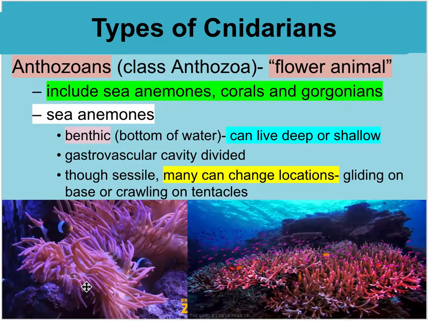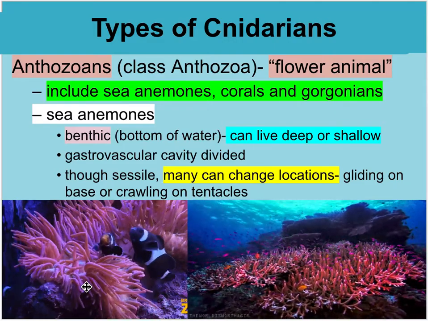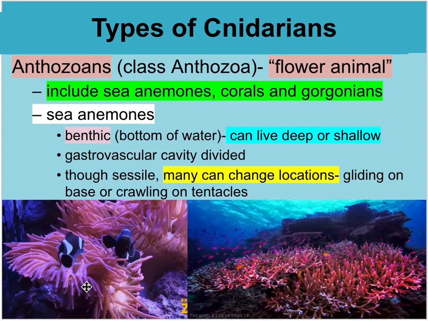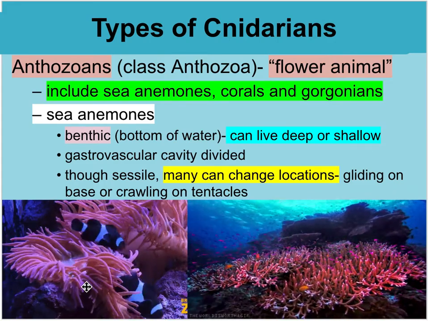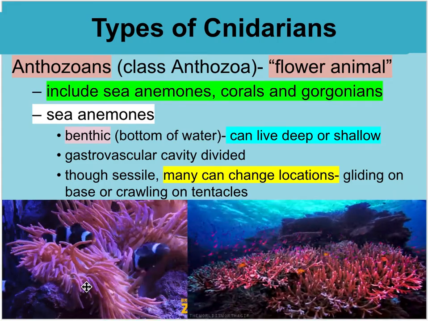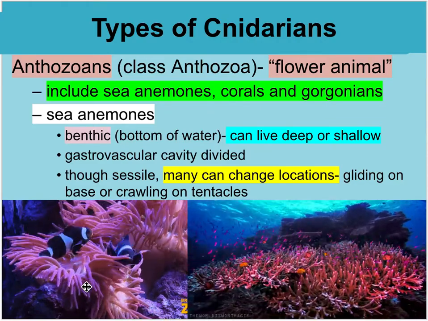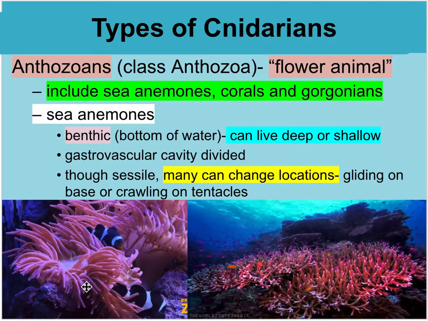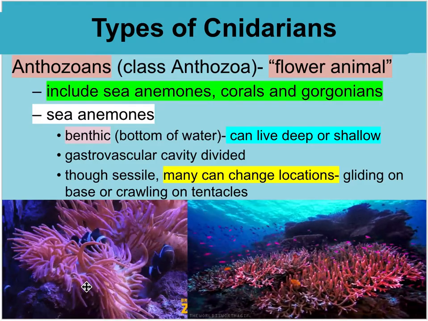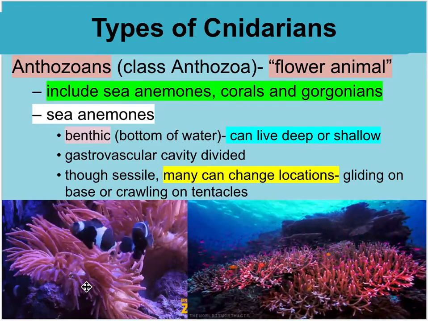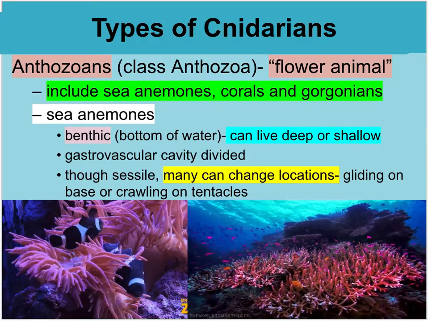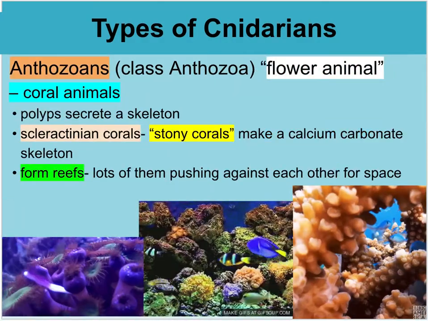Anemones are benthic, meaning they live on the bottom of the ocean, but a lot of times you can find them in very shallow places, though they can live deep as well. They tend to be sessile, but what's crazy is they can actually move their base around and find new places to go, in many cases, if they want to.